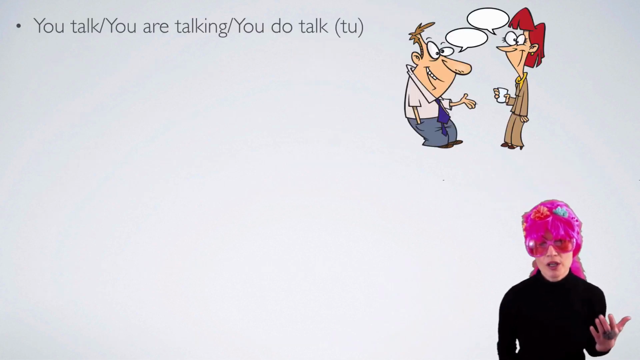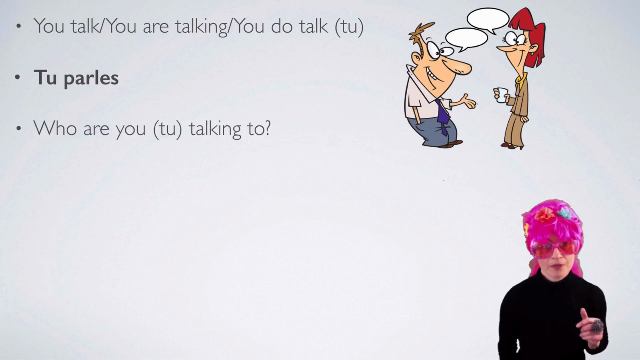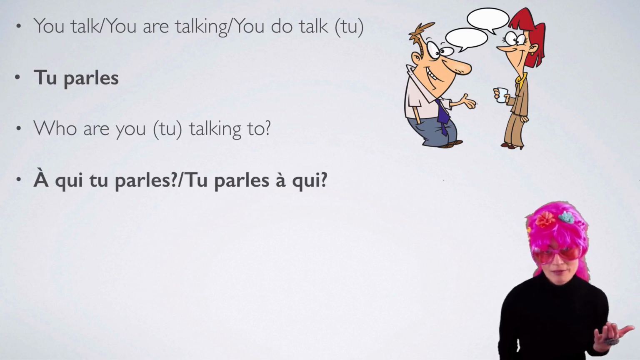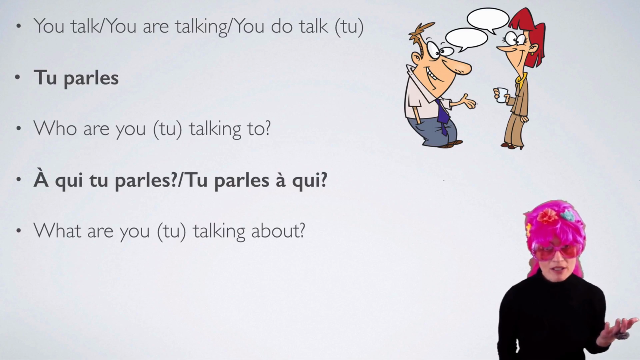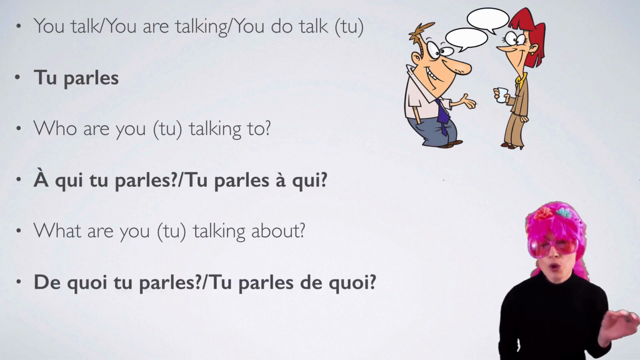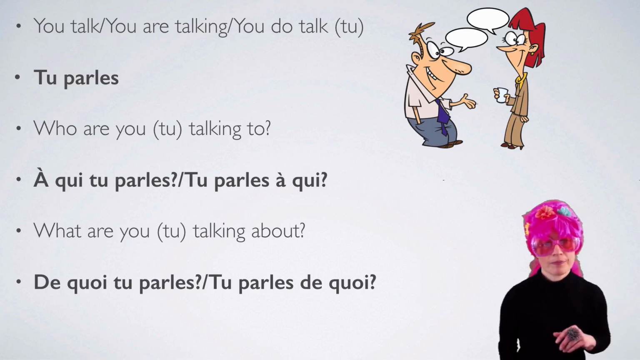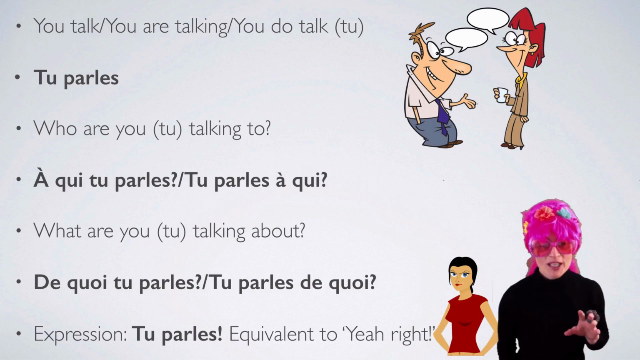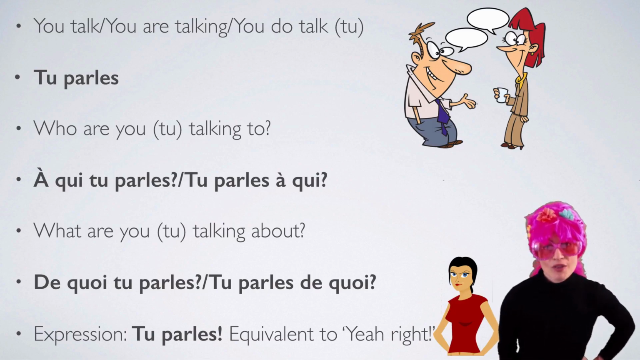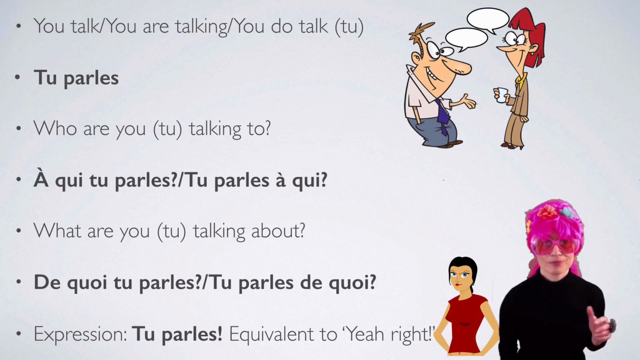So you talk, you are talking, you do talk or speak using tu is tu parles. Who are you talking to? Using tu. À qui tu parles? Or you could say tu parles à qui? The first way is probably more common. What are you talking about? Still using tu. De quoi tu parles? Or tu parles de quoi? Usually the first one. A funny expression is tu parles, which is equivalent to yeah, right. Very sarcastic and quite common.